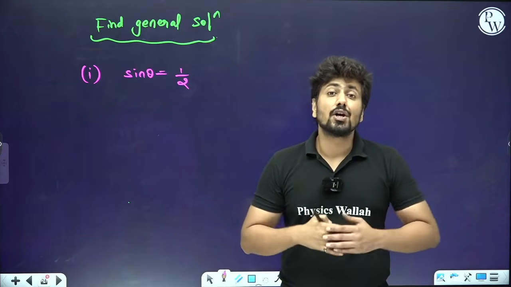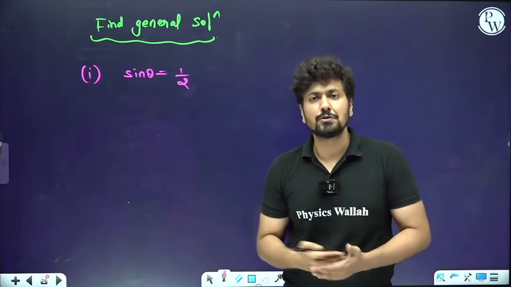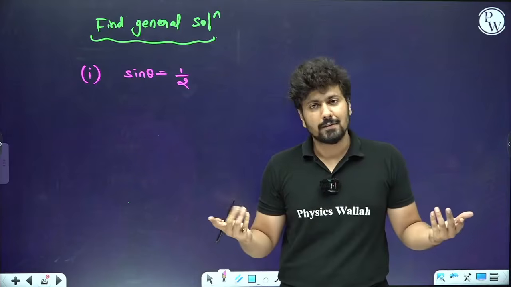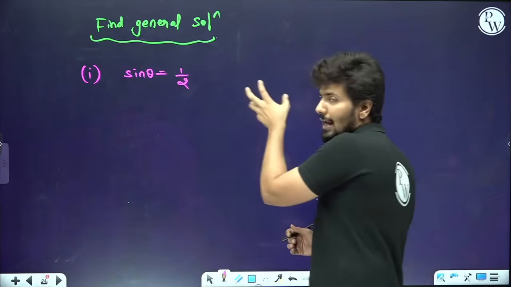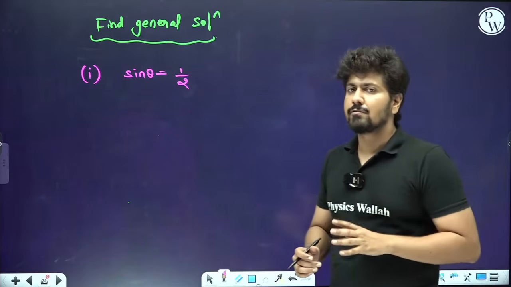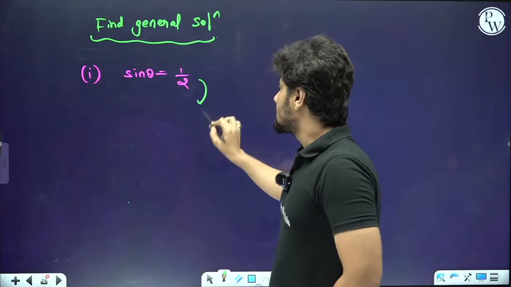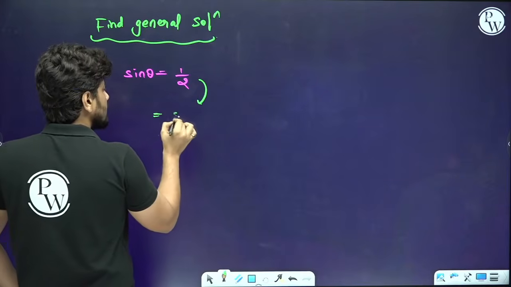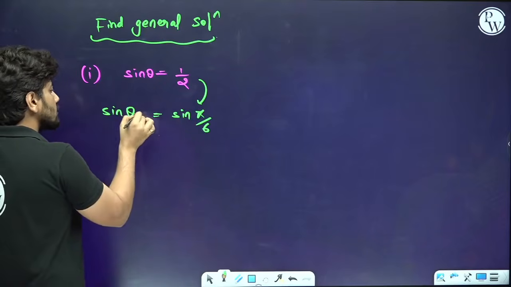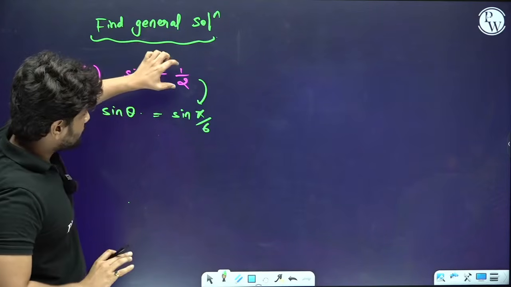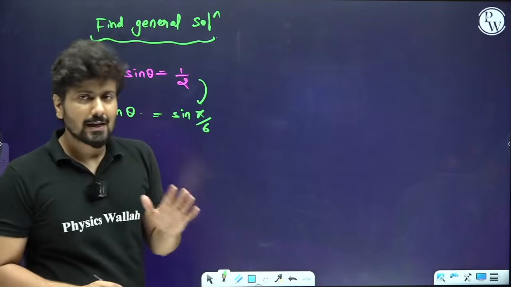We want to write its general solution. Basically, I want all the solutions of this equation. There are infinite solutions to this equation and we need all of them. So how do we write it? First of all, can you write 1 by 2 as sine of something? That's your first approach. So yes, you can write 1 by 2 as sine of pi by 6 or sine of 5 pi by 6, that also works.